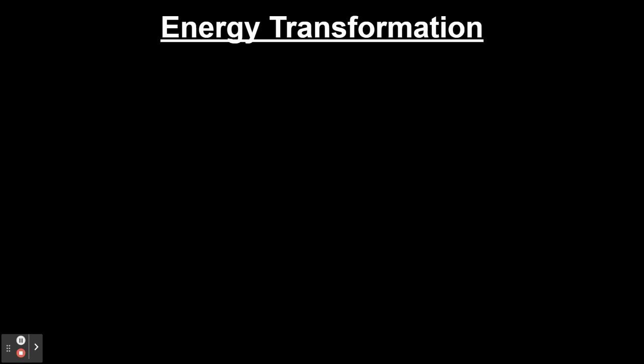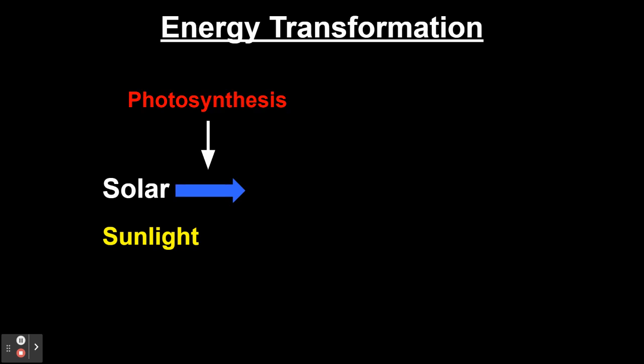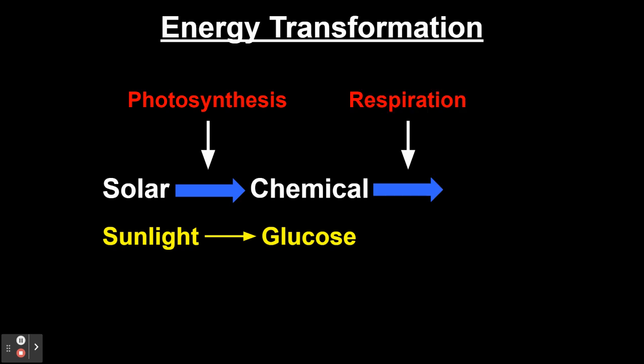And then finally, to put all of this together, the solar energy in sunlight, photosynthesis stores that in the chemical bonds of glucose. And then respiration sort of releases that by breaking down that glucose and creating the cellular energy that is ATP.